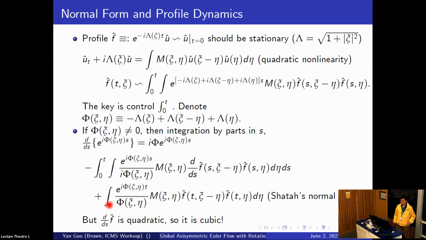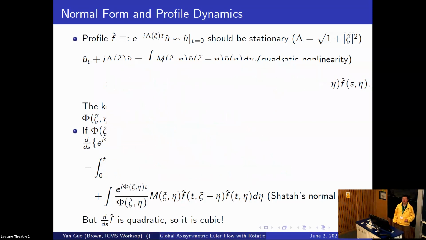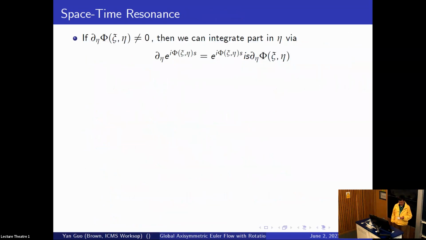Make this process, this is his normal form. And now if you look at here, this is ds theta on this f. Now I use this equation again. This guy is quadratic, this guy is quadratic, and now I have another guy, so it's cubic. So we know cubic we can solve. So that's the reason why.